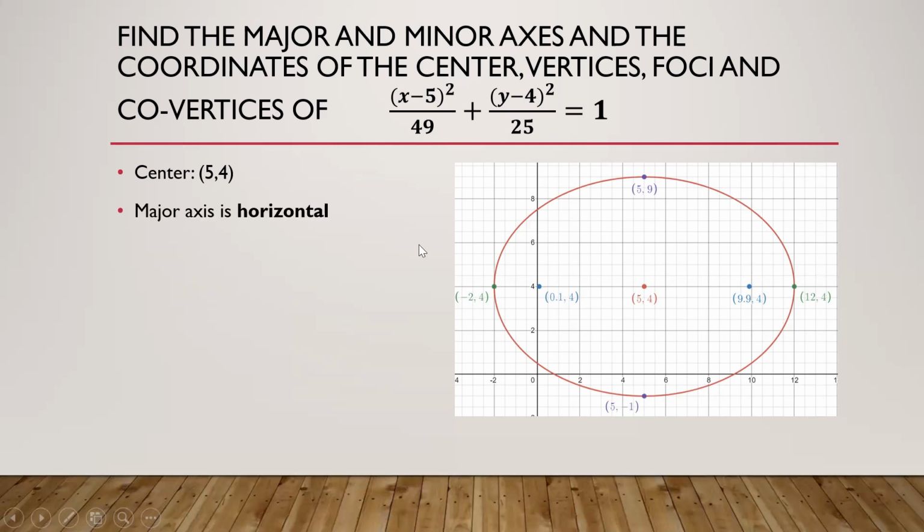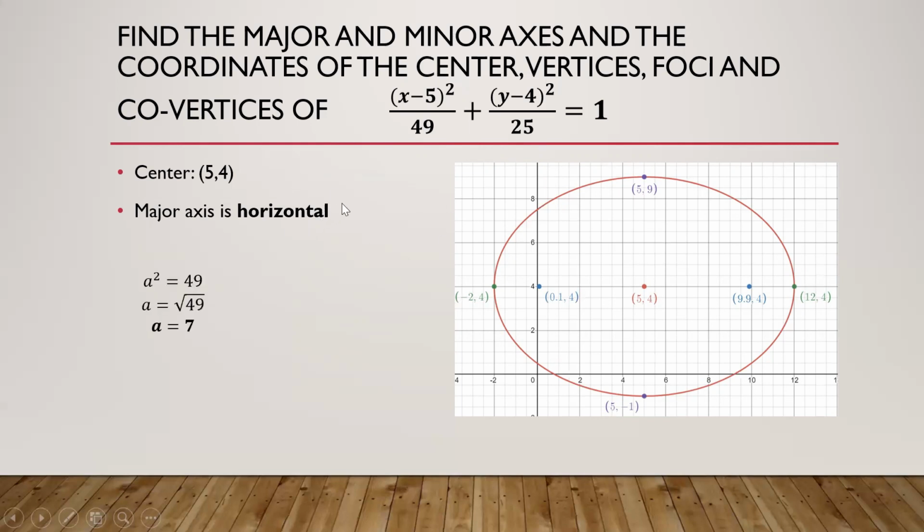Next, we find our major axis. The orientation of our major axis is horizontal. Since 49 is bigger than 25, that means it's our a squared, and our a squared is with x. So therefore, it's horizontal.